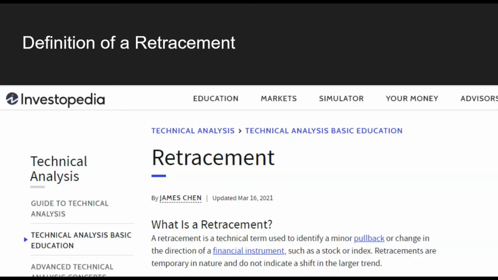So today, we're going to talk about Fibonacci retracements. But what is a retracement? A retracement is a pullback of a long-term trend. So you have a trend, it pulls back a little bit, and then continues on. Let me show you what I'm talking about.